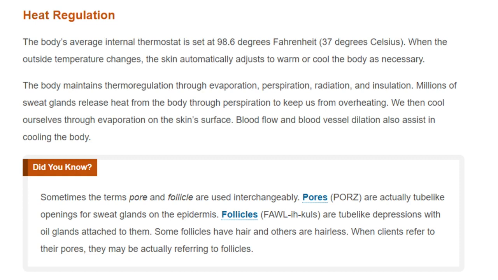Follicles are tube-like depressions with oil glands attached to them. Some follicles have hair and others are hairless. When clients refer to their pores, they may be actually referring to follicles.